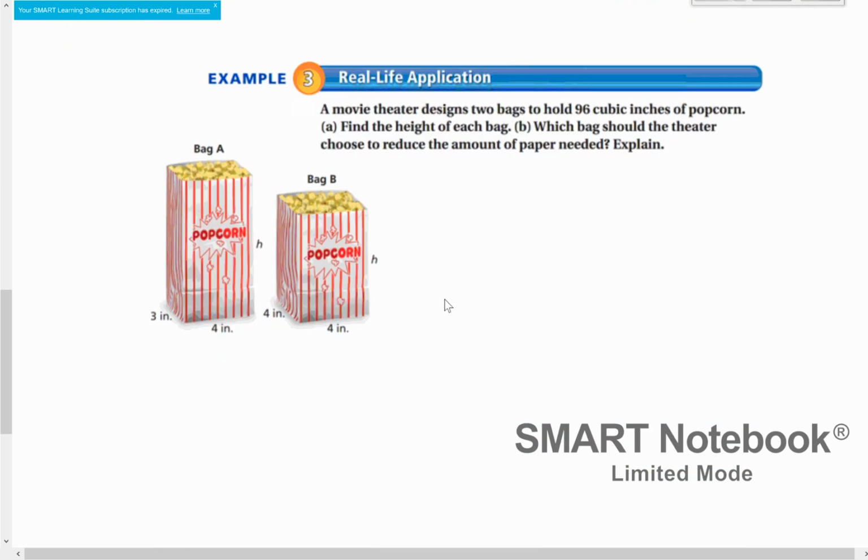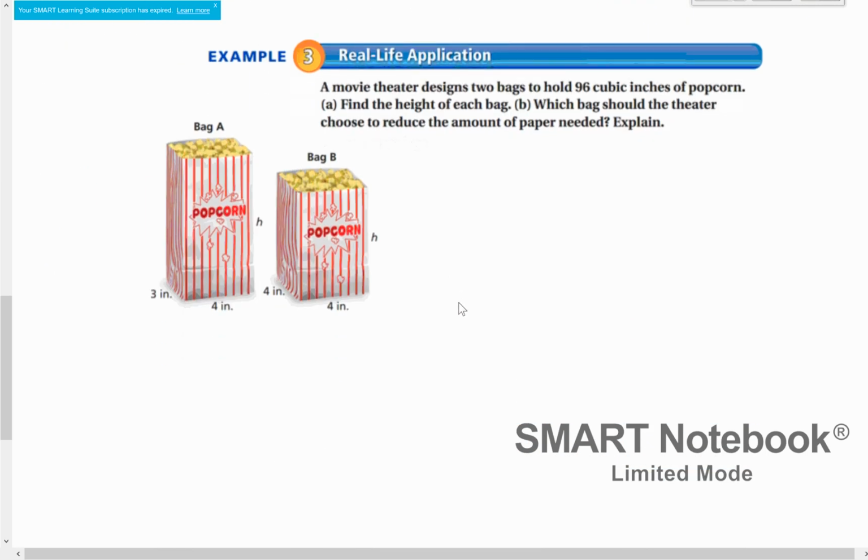Example 3. Okay, so now we're going to get a little bit trickier. Here we have a real life application. So a movie theater designs 2 bags to hold 96 cubic inches of popcorn. If it holds 96 cubic inches, that is telling us that the inside is 96 cubic inches, which is volume. Okay. We want to find the height of each bag. All right, well, that should be simple enough. So we have bag A.